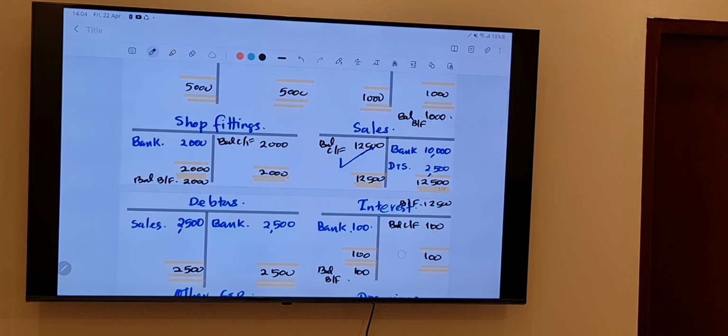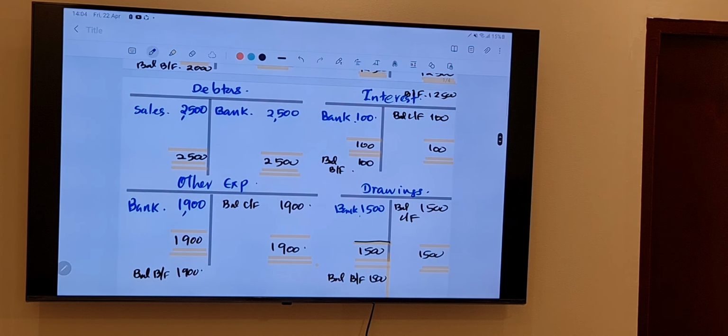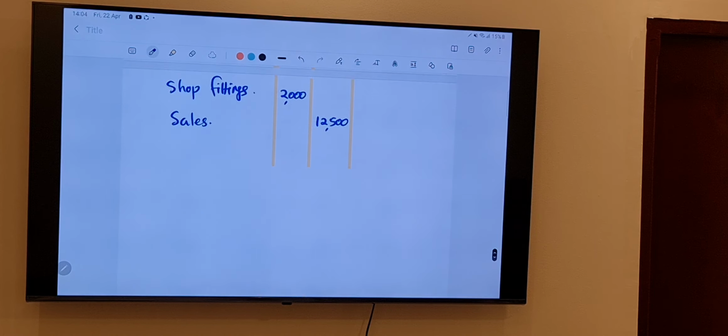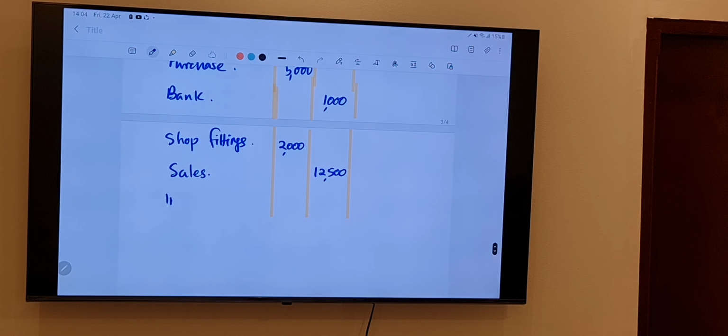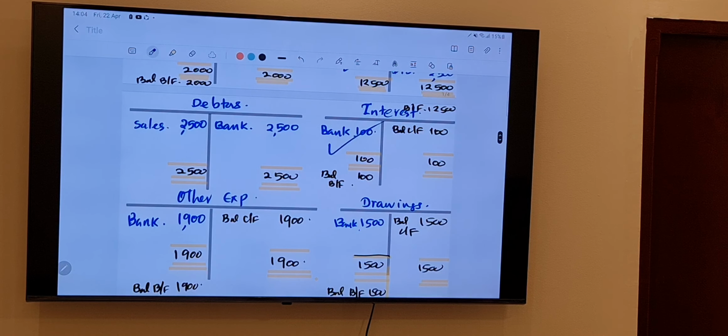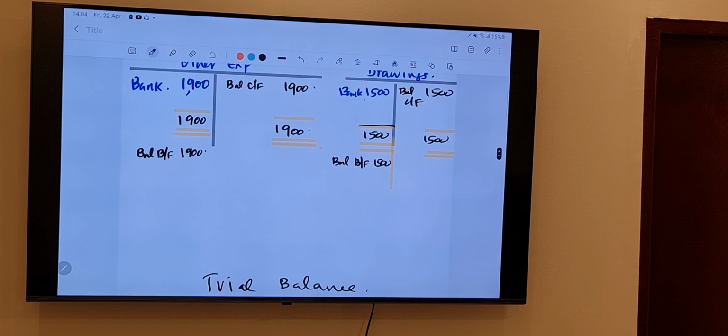Okay. Next is debtors. Do I need to take it? No need. Next item is interest, I guess. 100. Interest is debit or credit? Debit. Next item. So interest is okay, debtors okay. Other expenses.